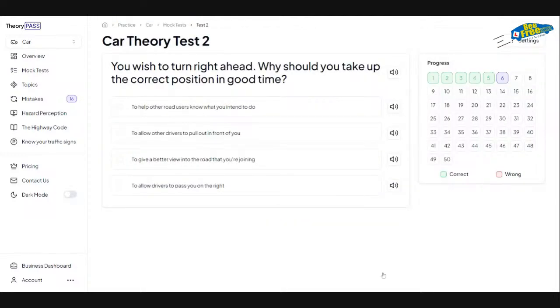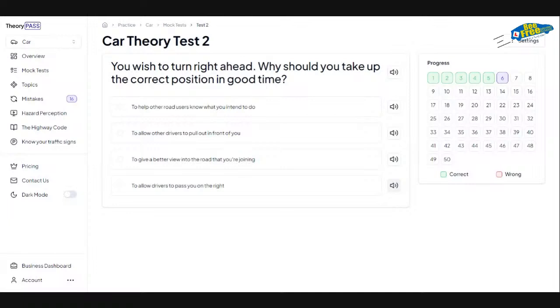Let's move on. You wish to turn right ahead. Why should you take up the correct position in good time? To help other road users know what you intend to do. To allow other drivers to pull out in front of you. To give a better view into the road that you're joining. To allow drivers to pass you on the right.